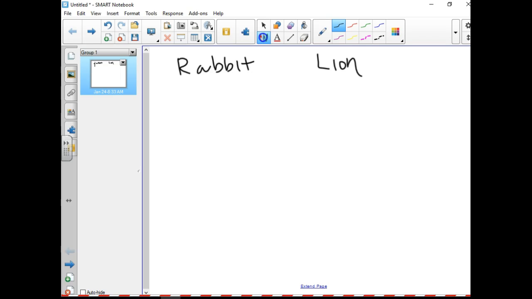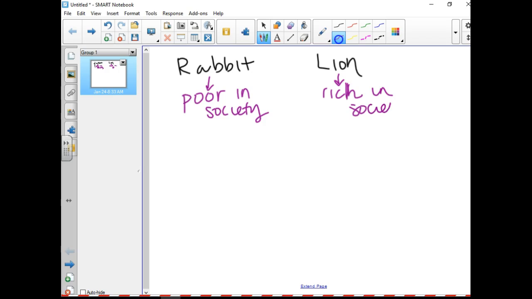Rabbits could represent the poor, and the lions the rich, and the lions prey on the rabbits. Okay, so the rabbits are poor and the lions are rich. This represents the poor in society, and the lion represents the rich in society. Now, where could we go with this story? Erica? It could represent the French Revolution. Okay, so you could make this story about the French Revolution.